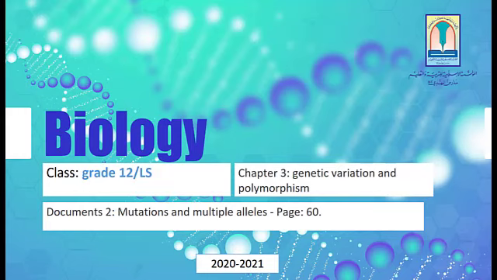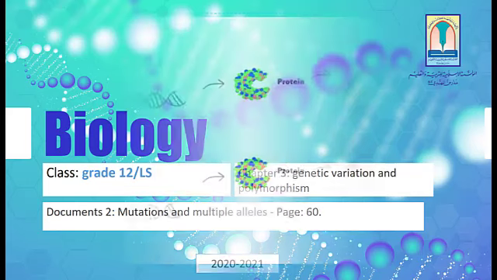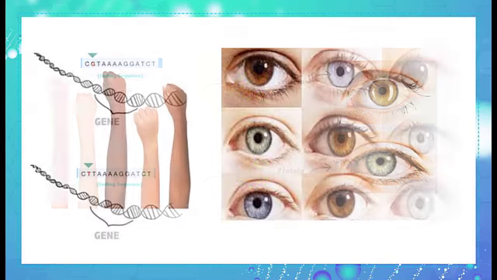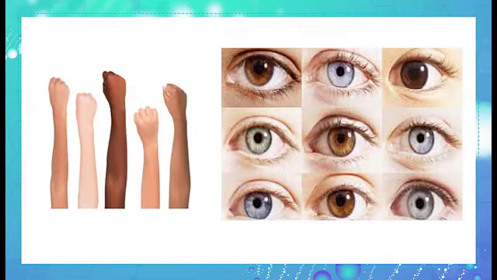Today I will explain document 2 of chapter 3, mutations and multiple alleles. In the last video you learned that mutations in a gene lead to the appearance of many allelic versions of the same gene. This gene is called a polyallelic gene, which will produce new phenotypes from an already existing one and thus will cause polymorphism.